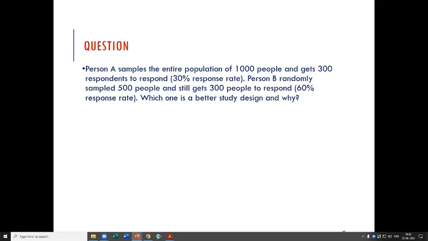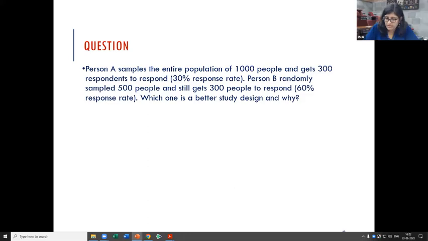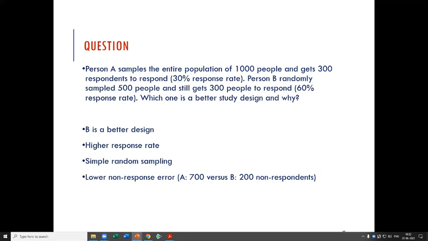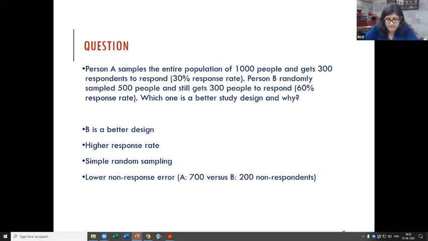Yeah. So your answer is right, but your reasons are not completely right. There are more reasons. B is a better design, not only because of a high response rate, but because a high response rate means low non-response error. In the first case, 700 people did not respond. In the second case, 200 people did not respond. And also because simple random sampling is a much better design than surveying everyone. So whenever you talk about the quality of a survey, don't just talk about your response rate, but also talk about your non-response error.